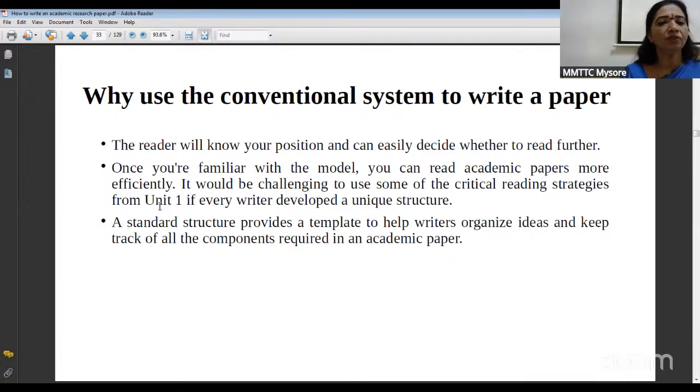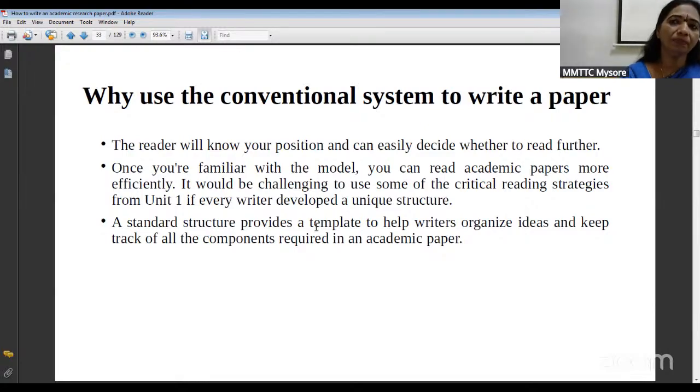The third thing you can see is how they have written the paper very well, how they have drawn the pictures, the quality of their pictures, and the quality of their presentation, grammar, English, everything. If you go on reading, I think you will be equipped with all the techniques to write a paper. And a standard structure provides a template to help writers.